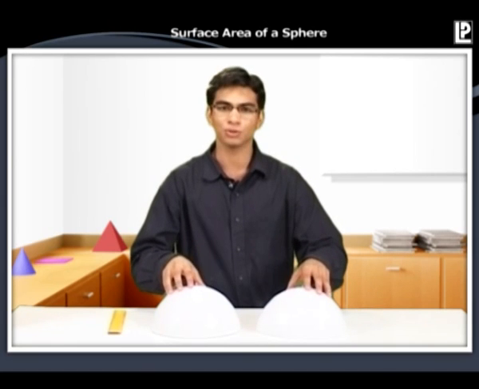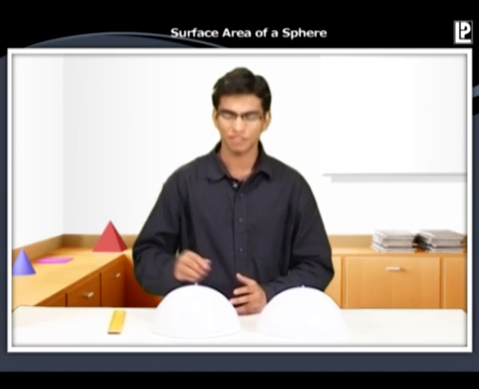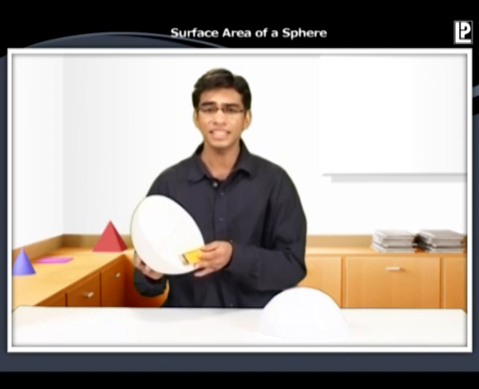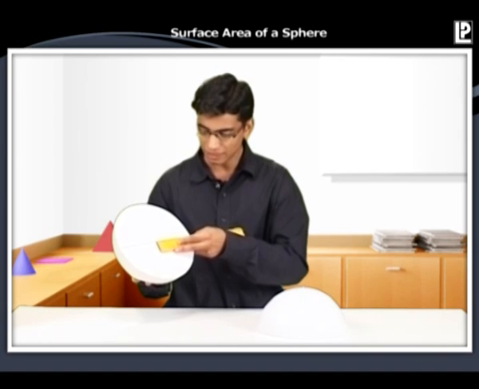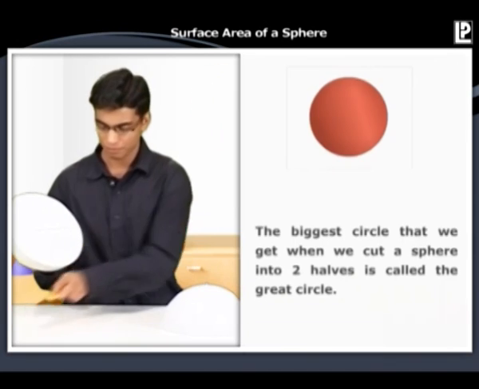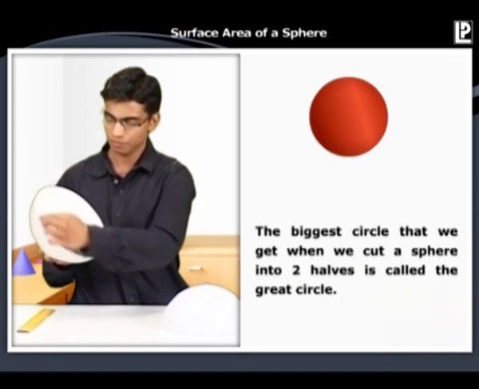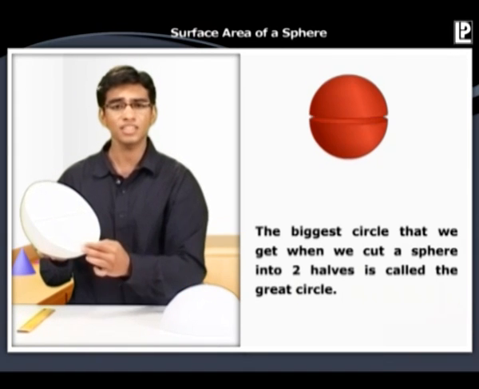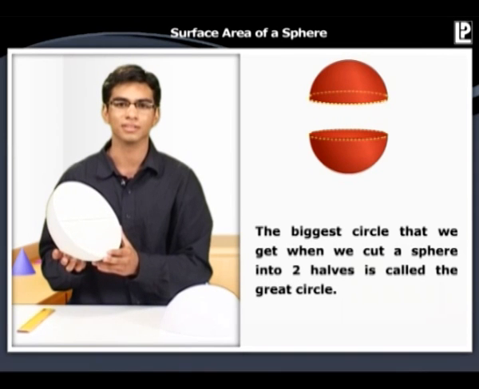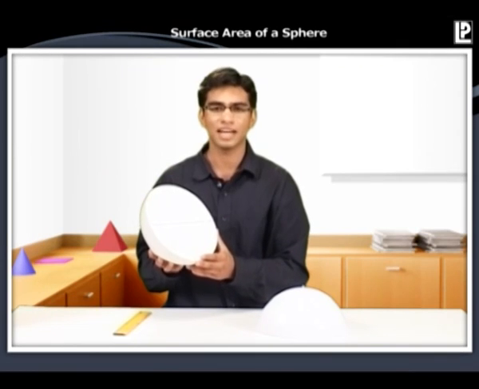What we have with us is a sphere cut into two. Let's measure the radius of one of the hemispheres. The radius of the sphere and the hemisphere is 14 centimeters. The biggest circle that we get when we cut a sphere into two halves is called the great circle. Its diameter is 28 centimeters.